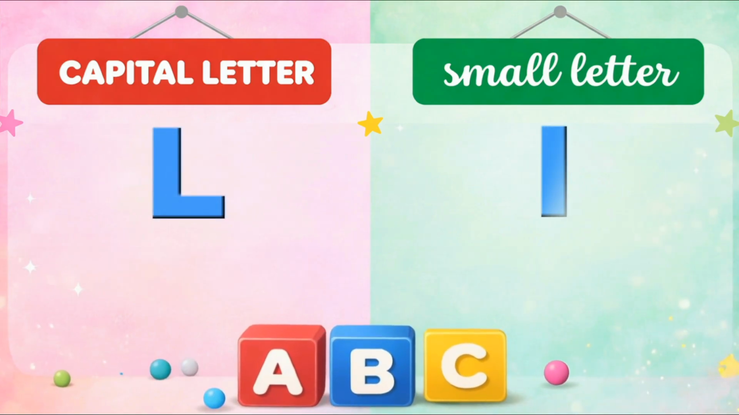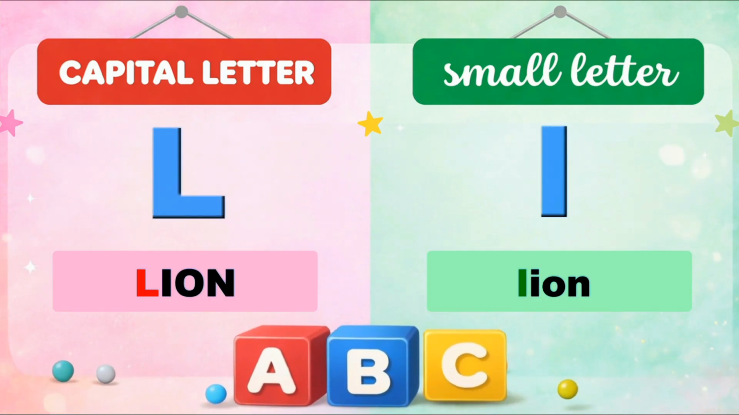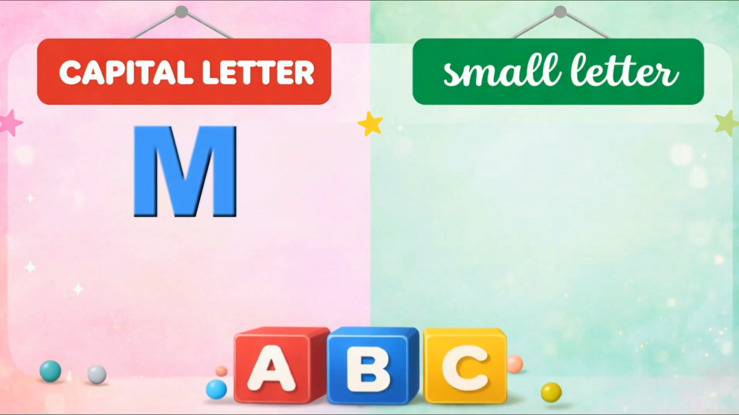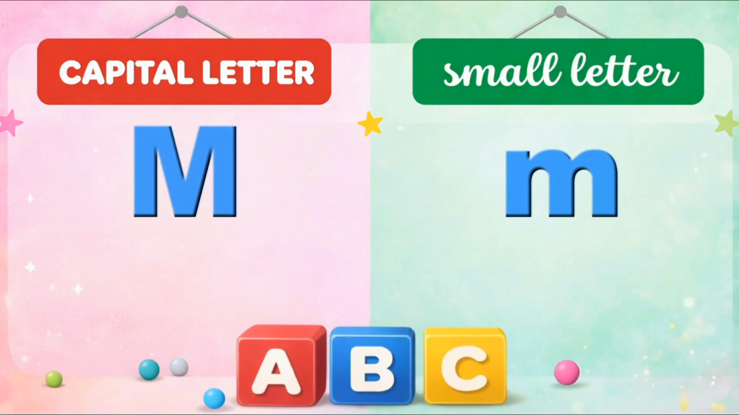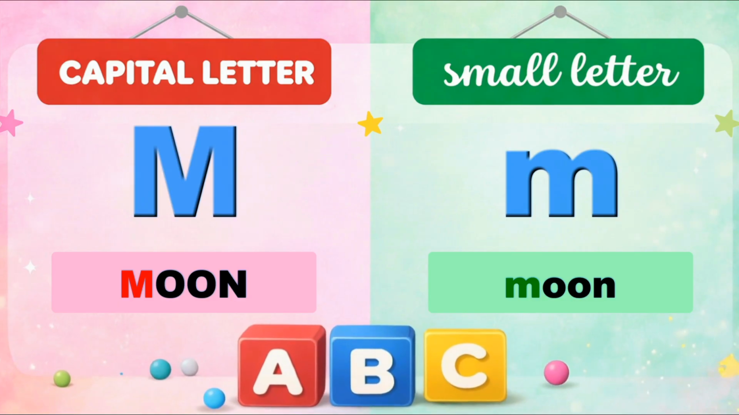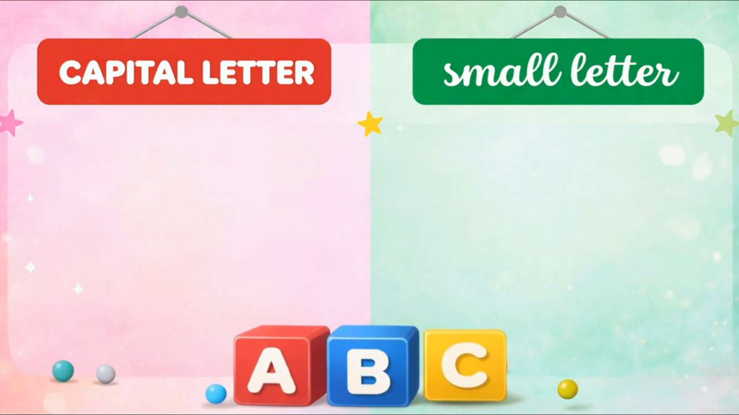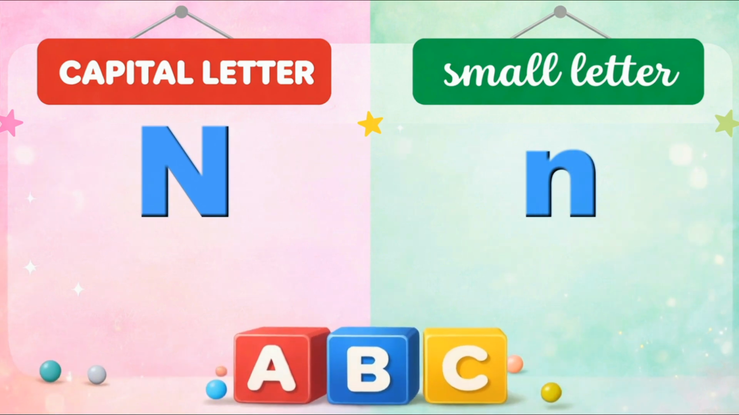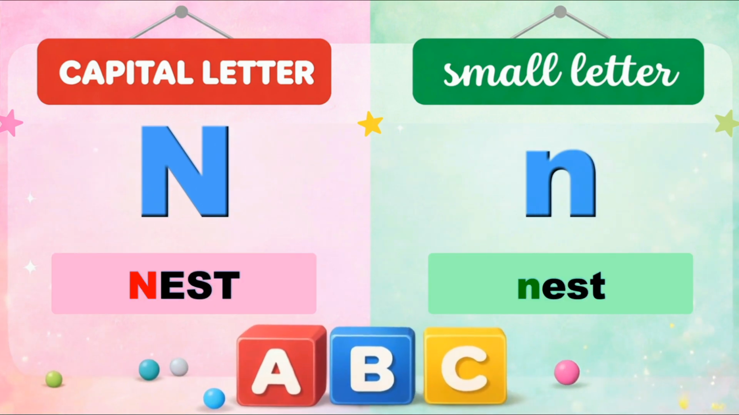Capital L, small l. L is for lion. Capital M, small m. M is for moon. Capital N, small n. N is for nest.